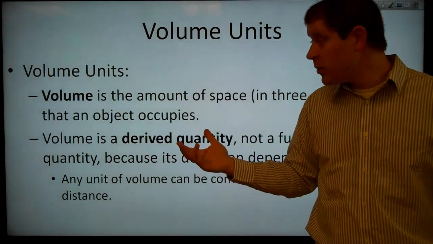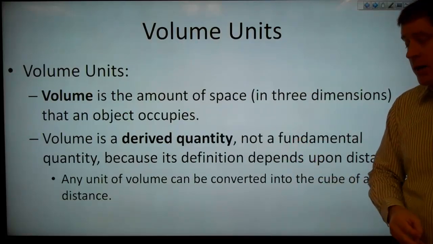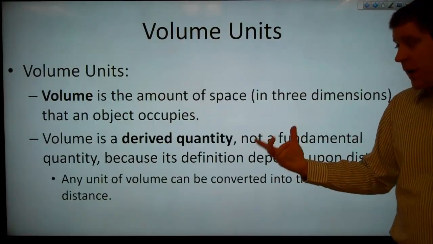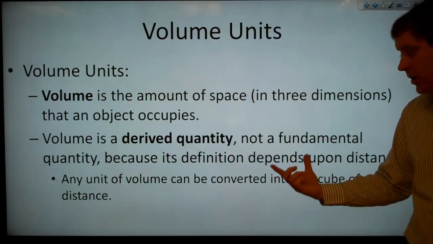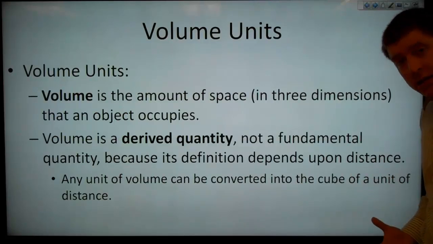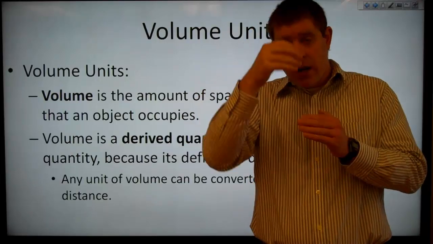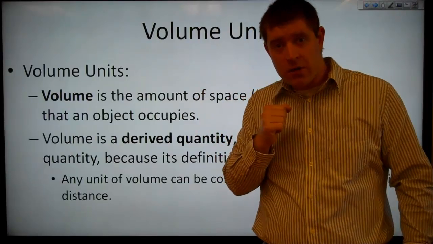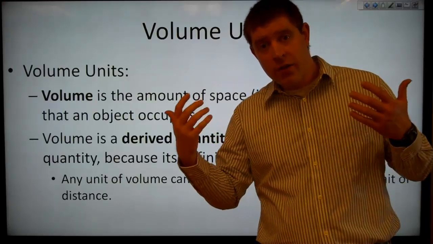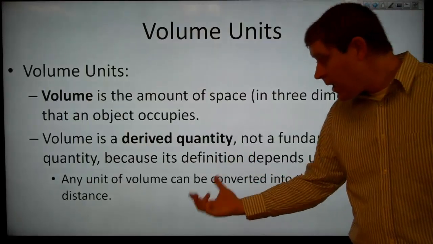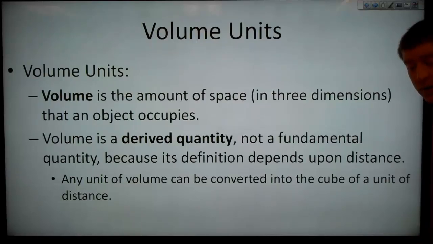So now let's look at volume units. Volume is the amount of space in 3 dimensions that an object occupies, which means that volume is a derived quantity. It's not a fundamental quantity because its definition depends upon length. So we have a length in 1 dimension, a length in a 2nd dimension, and a length in a 3rd dimension. And so volume is derived from length, its length cubed.